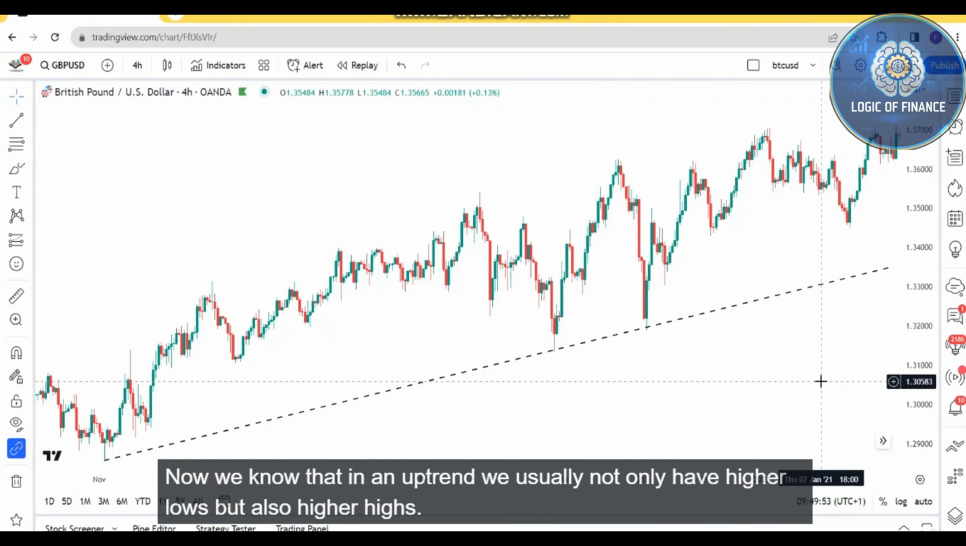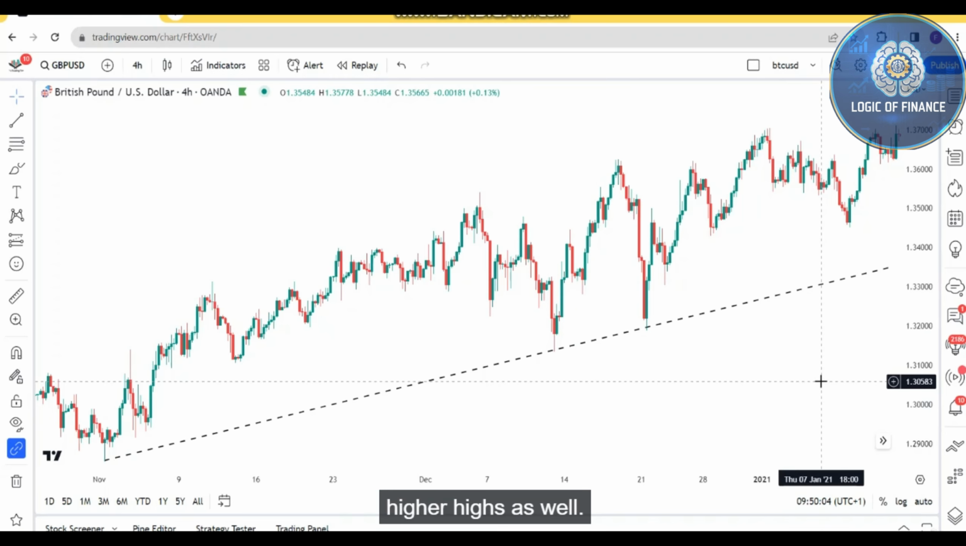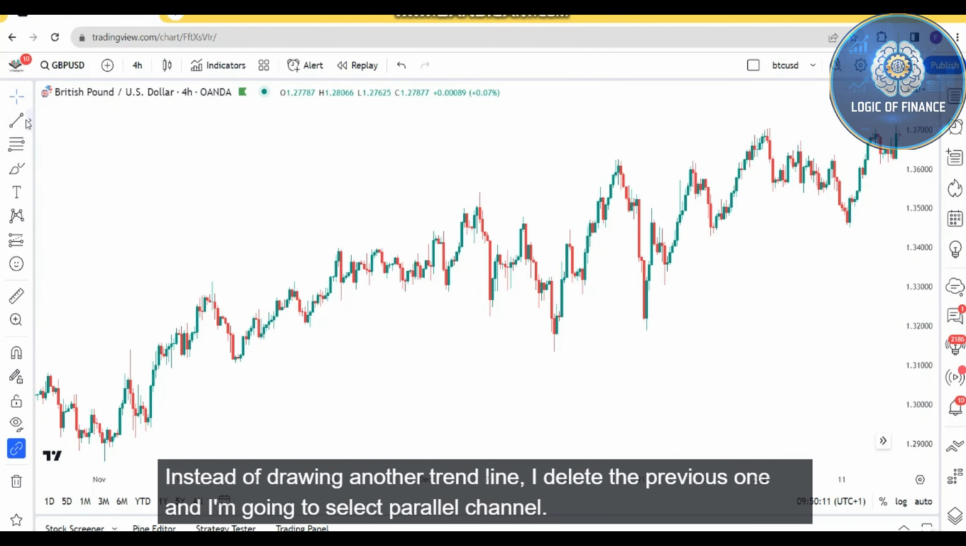Now, we know that in an uptrend we usually not only have higher lows, but also higher highs. In this chart, it does seem that the highs are increasing, so we can try to draw a trend line connecting higher highs as well. Instead of drawing another trend line, I delete the previous one and I'm going to select parallel channel.